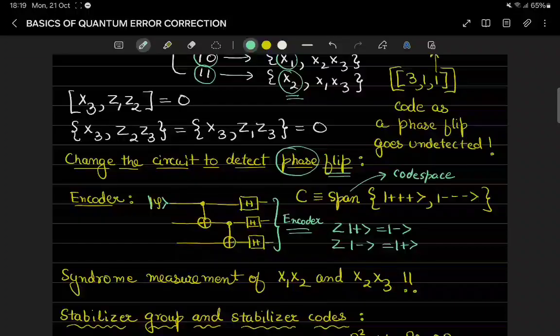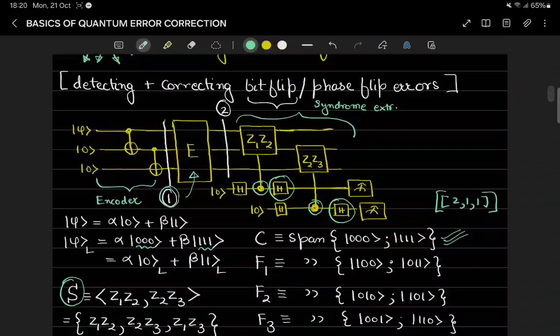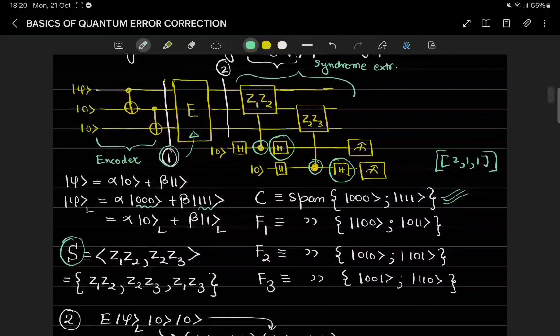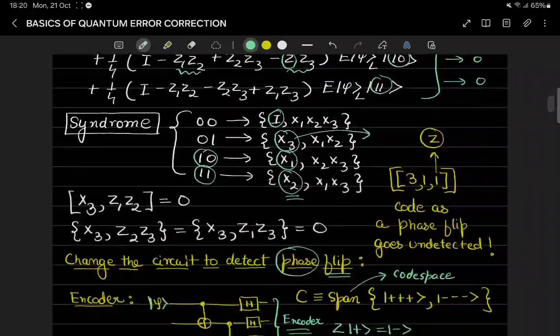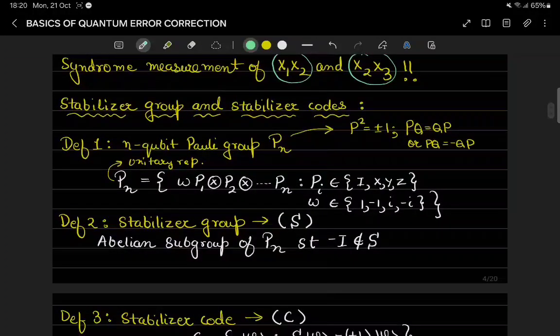We will perform this syndrome extraction circuit by using X1 X2 and X2 X3. You can check that these are stabilizers, because X1 X2 keeps this space invariant, and X2 X3 also keeps the same space invariant. So in the previous circuit I will just make two changes: I will make the change in the encoder and the change in the syndrome extraction. With this, let's properly define what a stabilizer group and what stabilizer codes are.